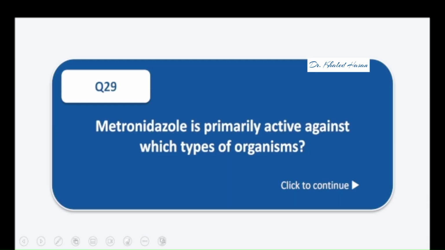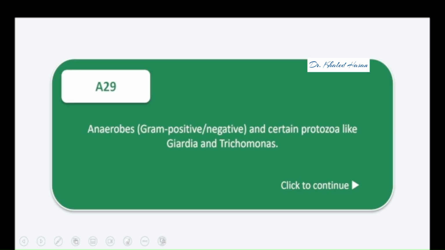Metronidazole is primarily active against which type of organism? Anaerobic bacteria, gram-positive or gram-negative, and certain protozoa like Giardia and Trichomonas.